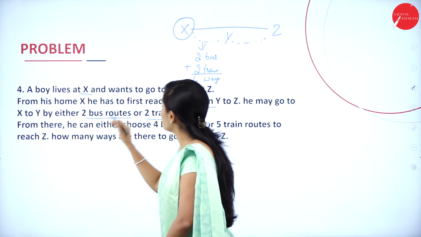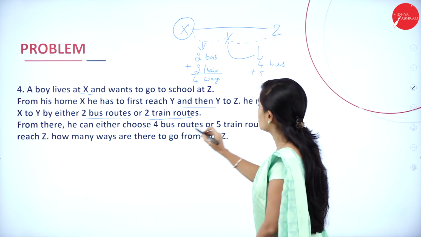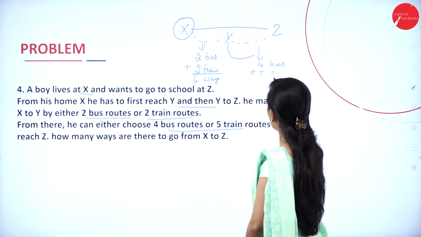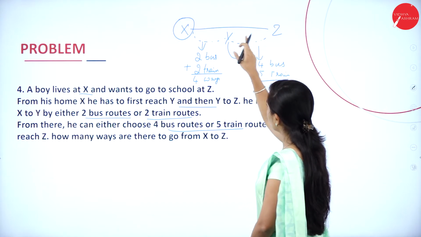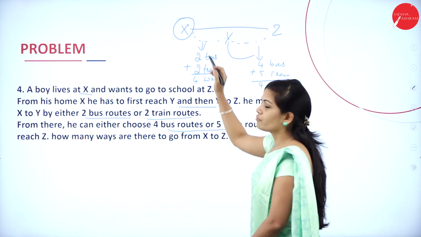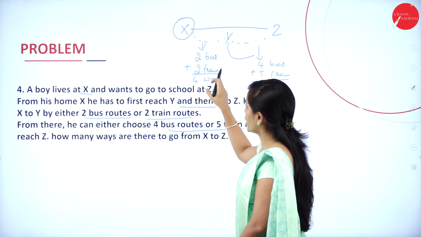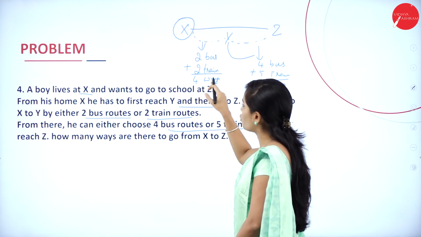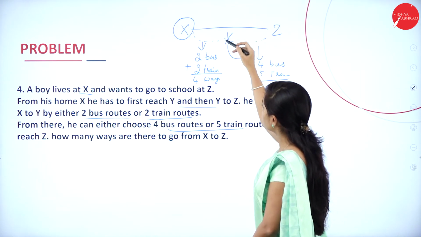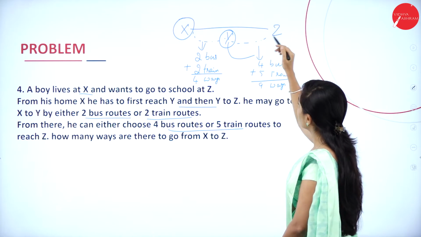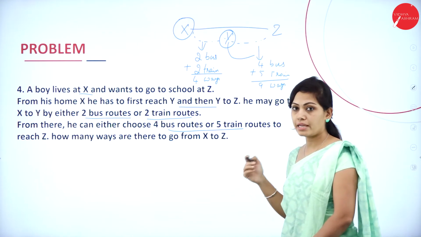And from Y, he can either choose 4 bus routes or 5 train routes. So totally 9 ways he can reach from Y to Z. I'll repeat. From X to Y, either he can choose 2 bus routes or 2 train routes. Or means addition. So 2 plus 2, 4 ways he can reach from X to Y. And from Y, he can reach Z by 4 bus routes plus 5 train routes. So totally 9 ways he can travel.